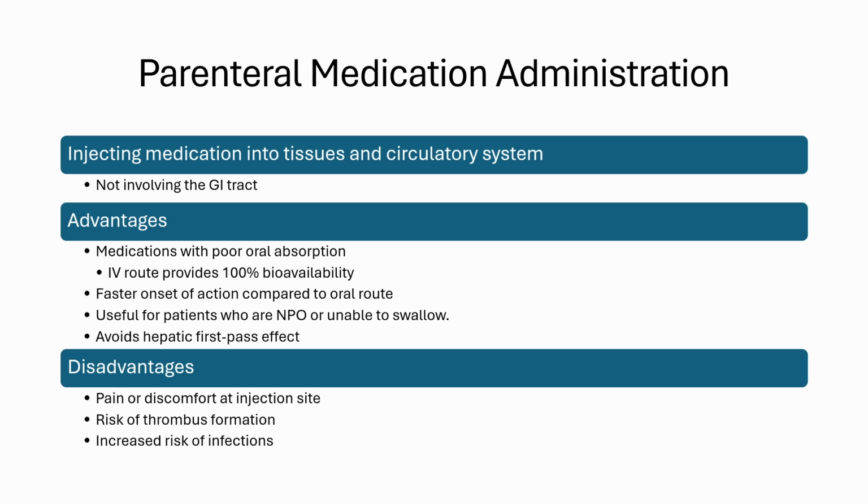Giving medications via the parenteral route essentially means we don't involve the GI tract. So this can be done by injecting medications directly into our tissues or the circulatory system directly. This has several advantages. For medications that have poor oral absorption, this is another route that we can use. For instance, if we give a medication via the IV route, this has 100% bioavailability.